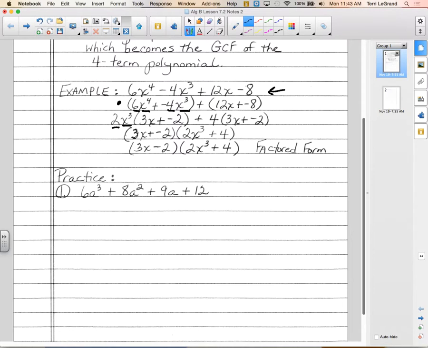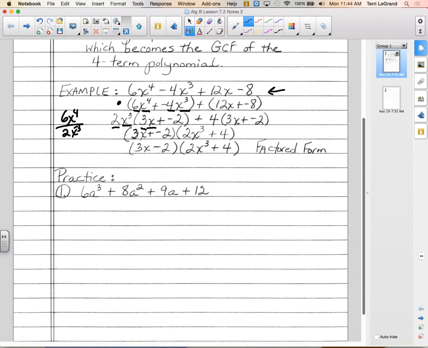Okay, so what's happening is we're taking the first term, that's 6x to the fourth, and we're dividing it by the GCF. I'm going to show it dividing as a fraction. We're dividing by the GCF. 6 divided by 2 is 3. X to the fourth divided by x cubed is x. So the result after you take 6x to the fourth and divide out that GCF, 2x cubed, you have a 3x.